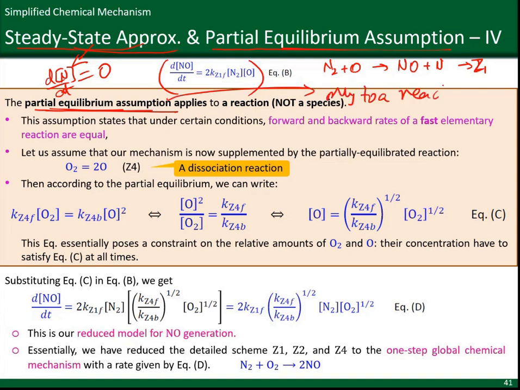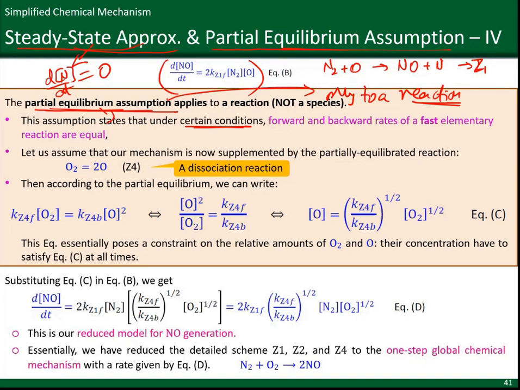It does not, we are not applying it to a species. Okay, so this is a very important part here. And what does it mean by partial equilibrium assumption? We are basically saying that the rate of forward reaction is equal to the rate of the backward reaction for a particular reaction. And as with all other assumptions, this partial equilibrium assumption is valid under certain conditions. As long as you're under those conditions, the simplification will perfectly work.